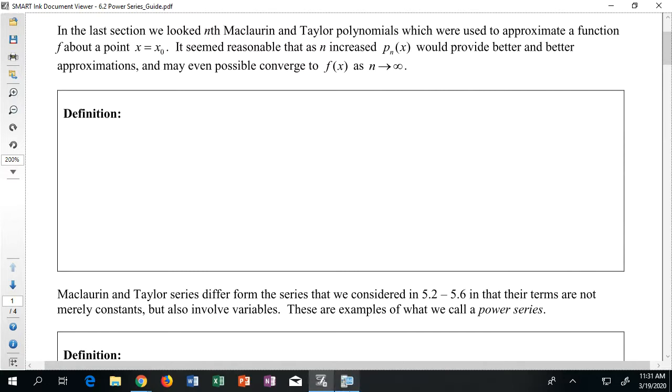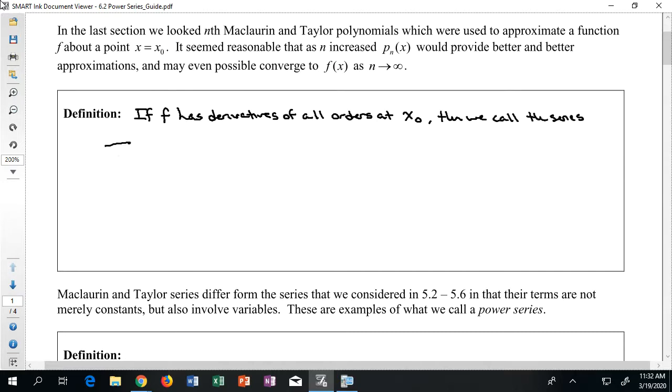And we're going to have to come up with a couple definitions here to help us out. So here's at least our starting definition for today. Let's suppose that f has derivatives of all orders at a value of x0. When I say that it has derivatives of all orders, I mean essentially you can take as many derivatives as you want. You want to do a 10 trillionth derivative and then plug in x0, that's okay. You can compute that. So if I have a function like that, then we call the series that looks like this.